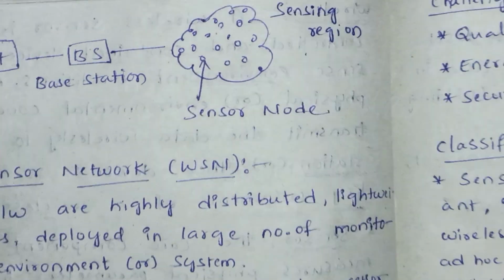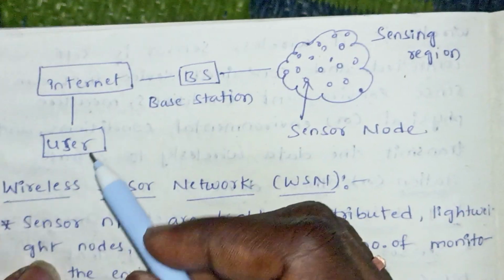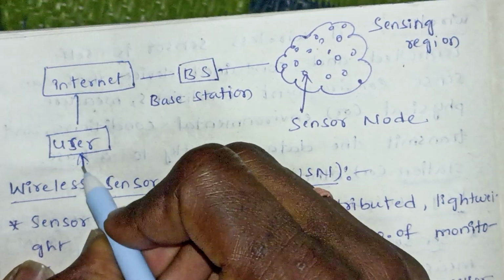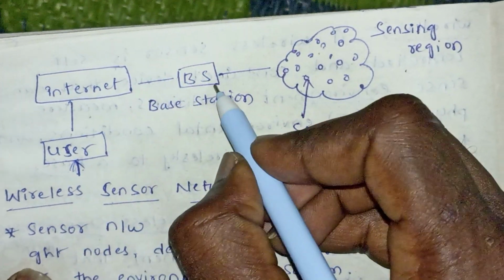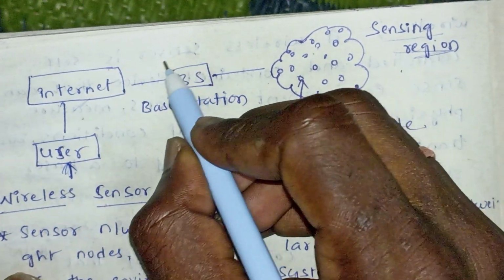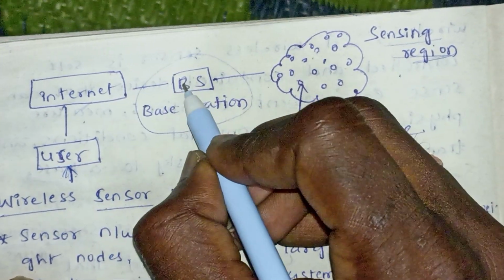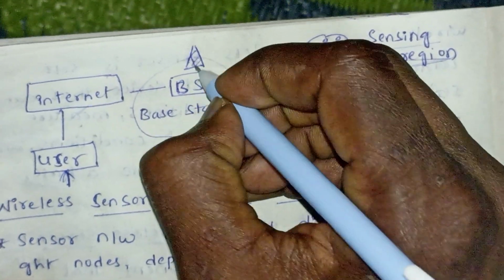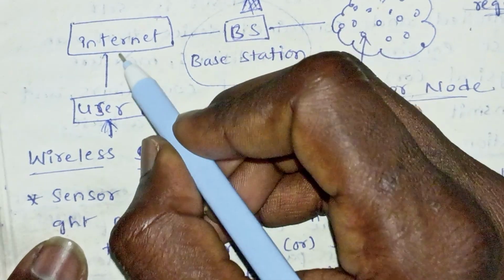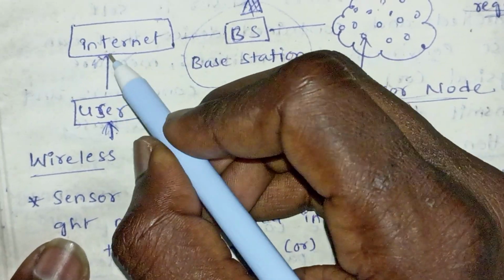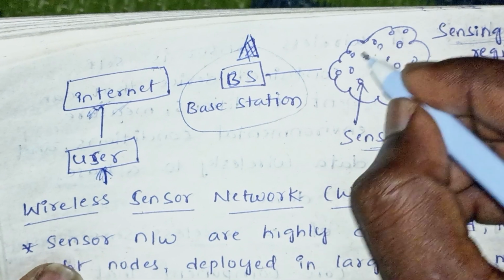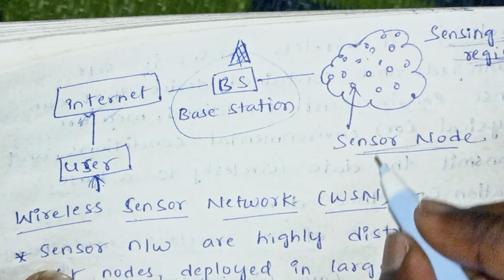Okay, next, for example, here see, the user can interact with the base station and sensor nodes using the internet. Between the sensor region and the internet, in the middle we have the base station. This base station is represented in this way. The user can interact with the internet, and the internet interacts with the sensing region through the base station. This is the sensing region, and in this sensing region we have sensor nodes.